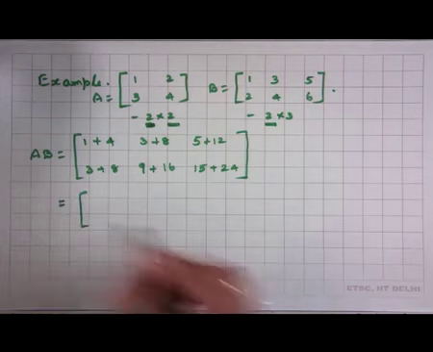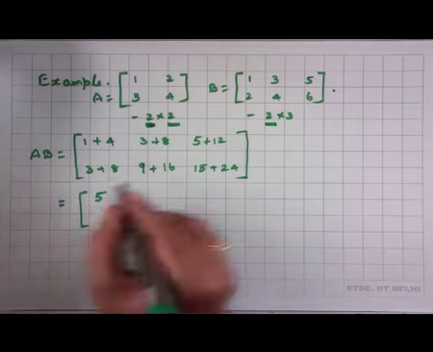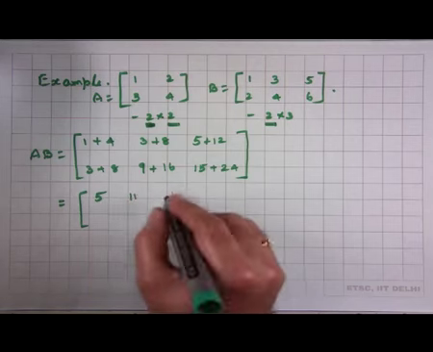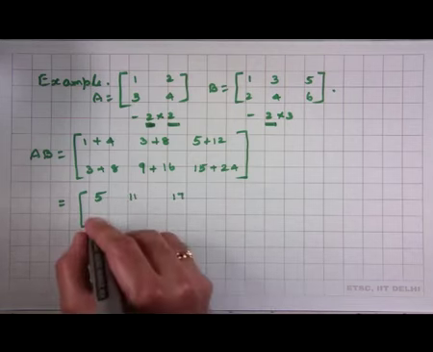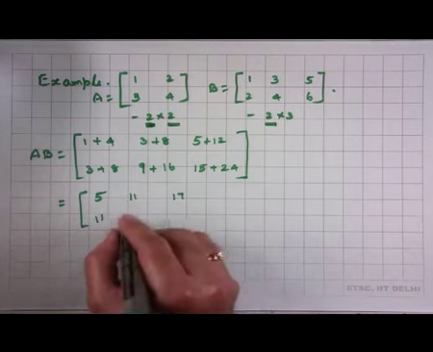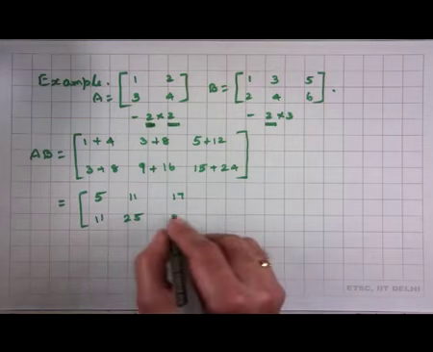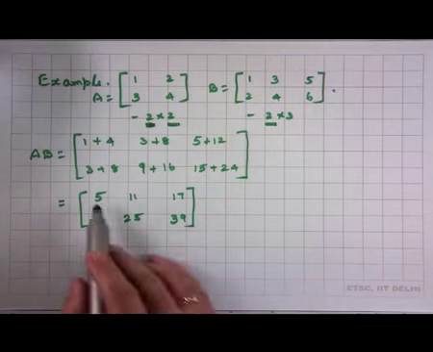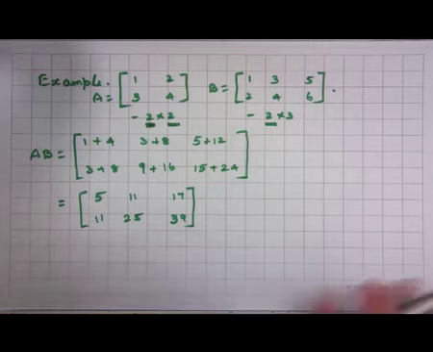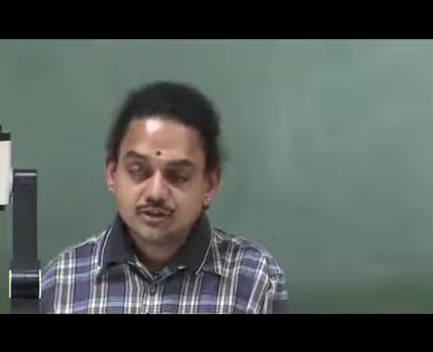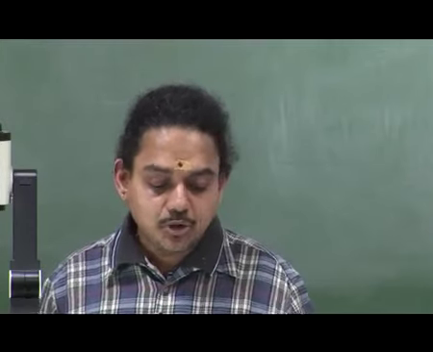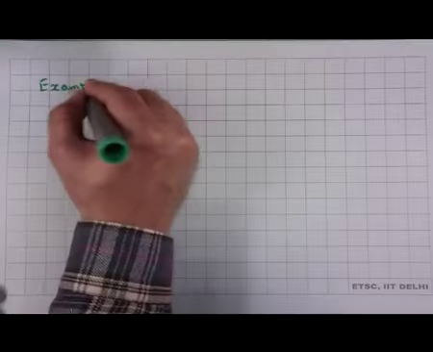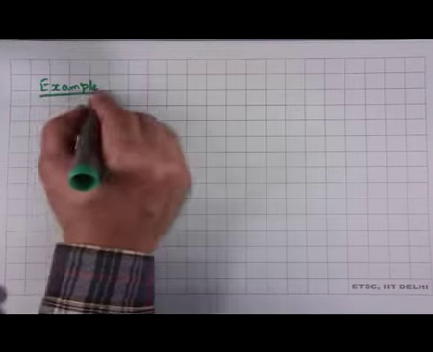So, what is the final resulting matrix? 5, 11, 17, 11, 25 and 39. This is the one that you have. Let us try to go a bit further and try to do a bit more difficult example.